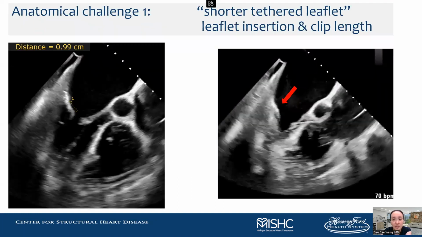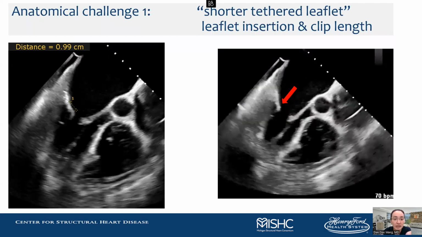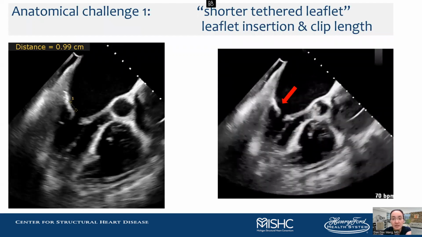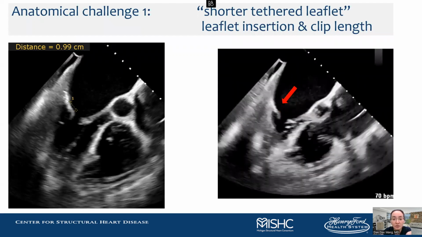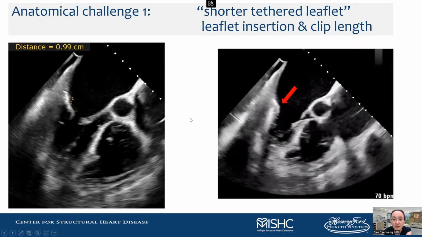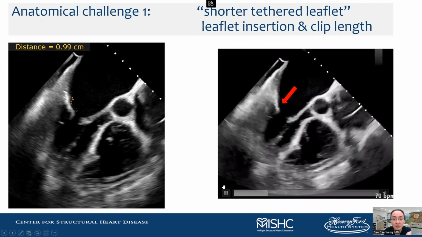So for the first challenge, as you can see, the patient on the left has a great leaflet length of 9.9 millimeters and will be a go. However, the patient on the right would not be an easy case. The red arrow shows you the P2 posterior leaflet. Although it has some length, the tip of it is actually tethered, and this is going to prevent it from falling completely flat on the clip arm and will be a challenging anatomy.